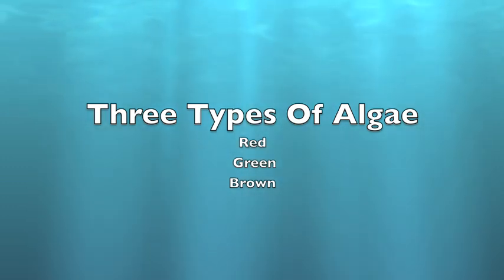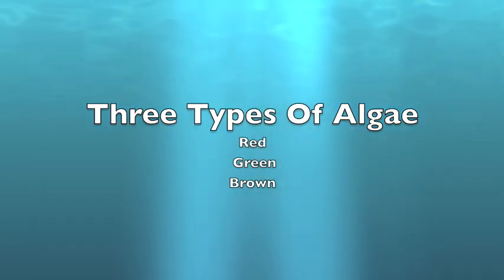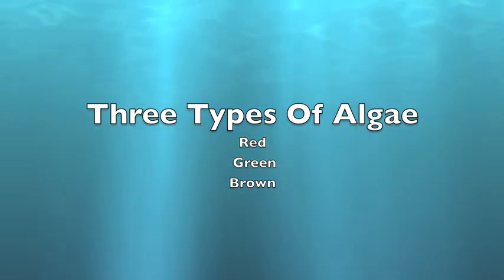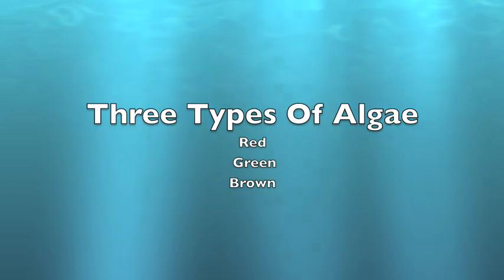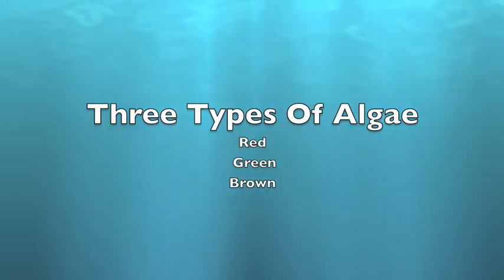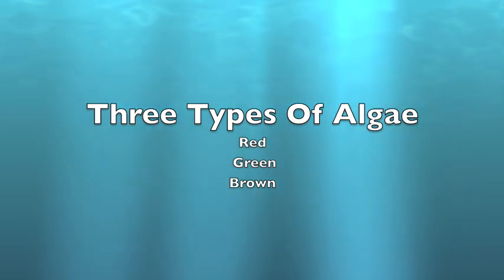Red algae has over 2,000 species and lives where light is dim, in deeper waters, mostly in temperate and tropical waters. Green algae is more common on land and in freshwater systems, but is the least common in the ocean, where about 800 are known to exist.